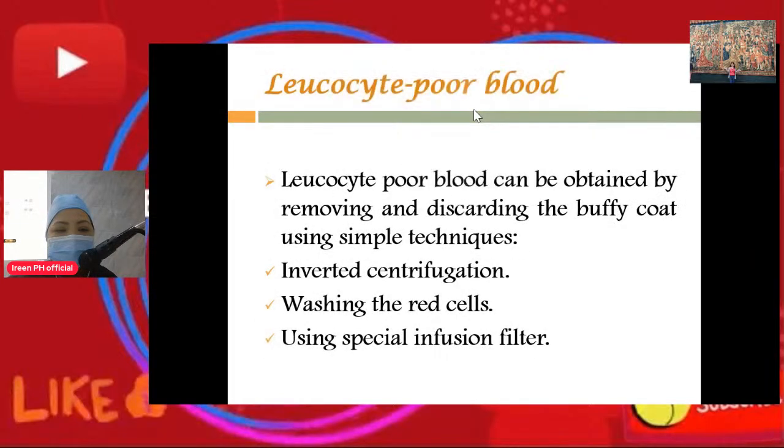Yes, Doctora. We are on the leukocyte-poor blood.